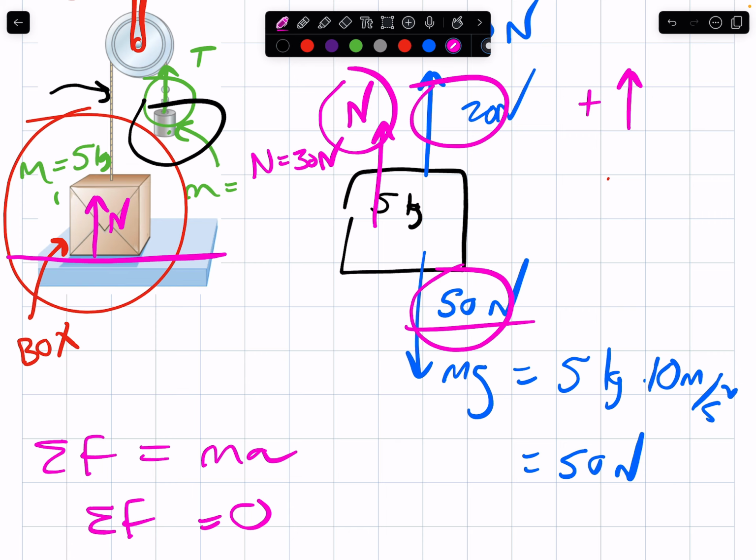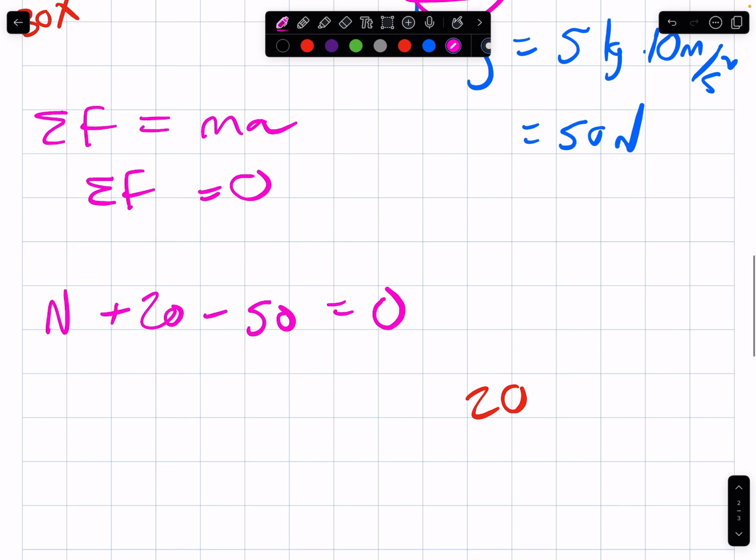All right. And this is a complicated way of saying if there's 50 newtons downward and there's a 20 newton upward force, what other upward force must be there so that the total upward force is equal to 50 newtons? It's got to be 30 newtons.